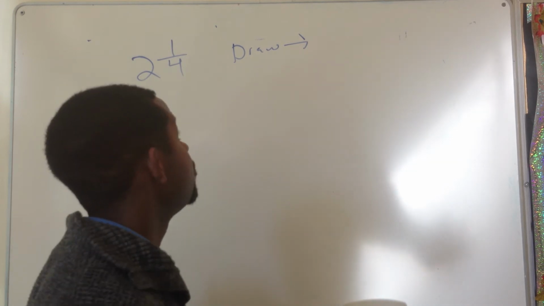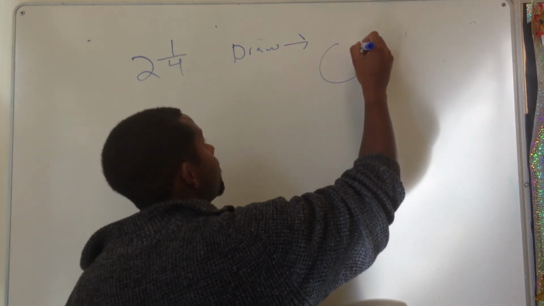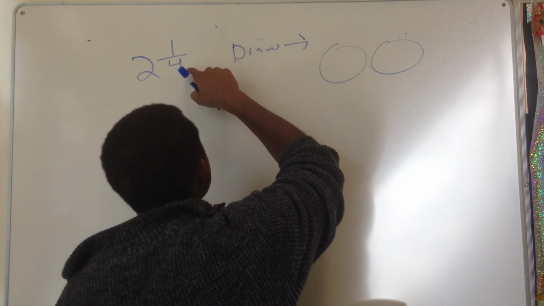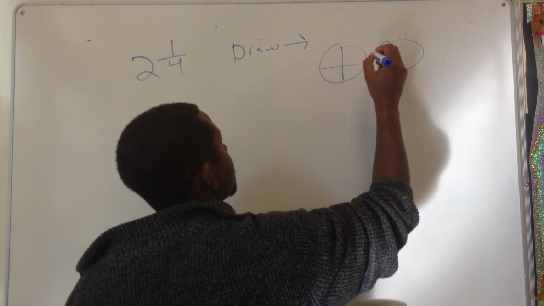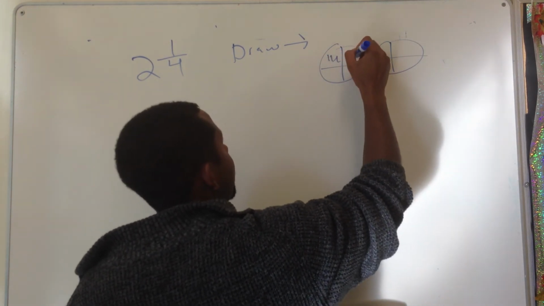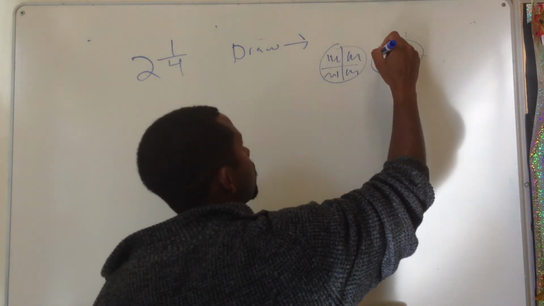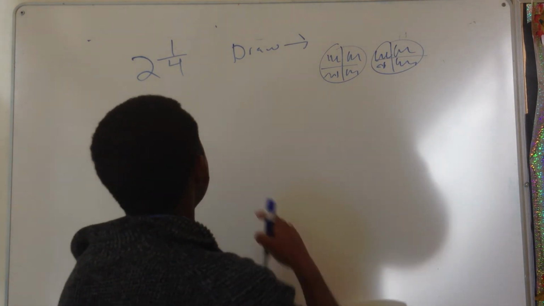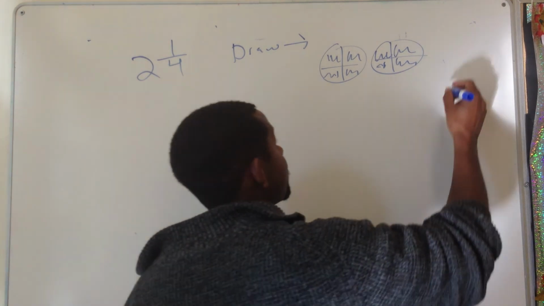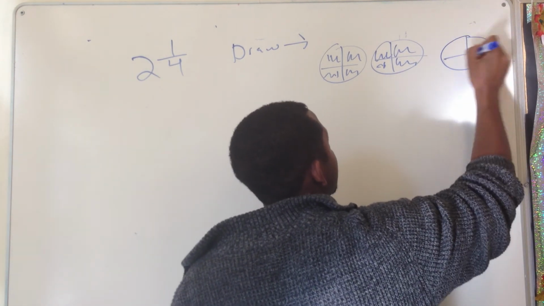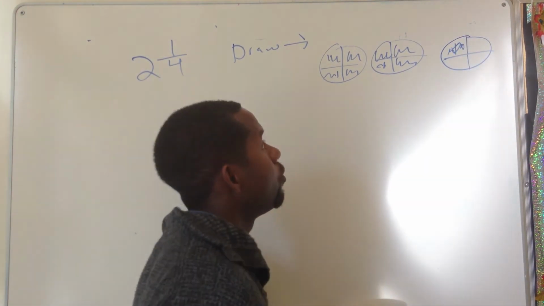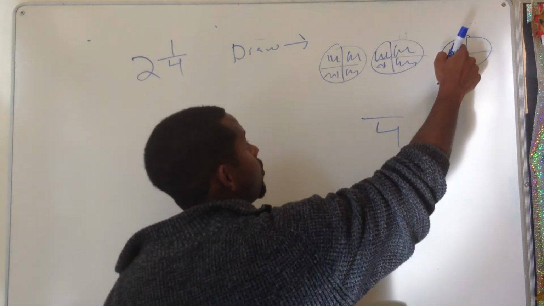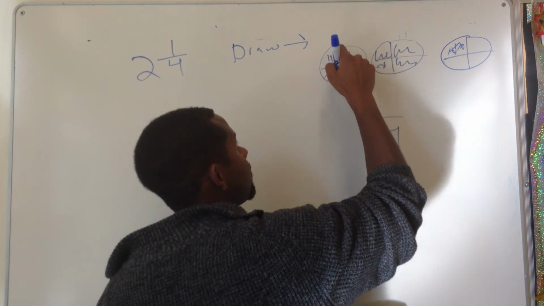Hopefully, you just drew it. So you should have 2 whole circles. They're broken into fourths because that's my piece. So I have 1 whole circle filled in, 2 whole circles filled in. Then I have 1/4. So I have another circle, but I don't have all of it. I only have 1/4. So now how many fourths do I have total? 1, 2, 3, 4, 5, 6, 7, 8, 9.